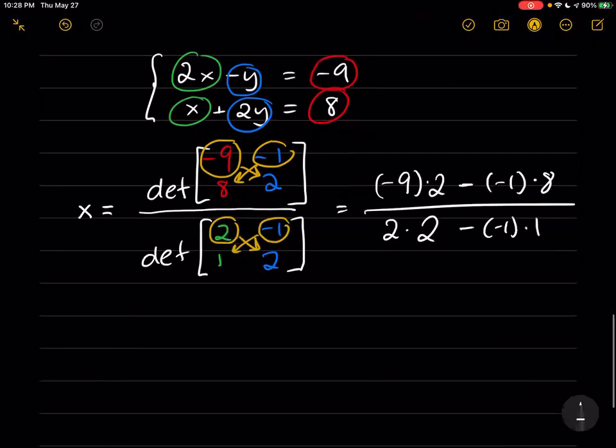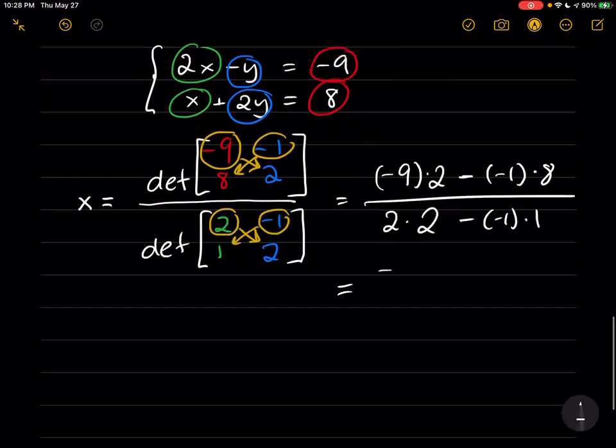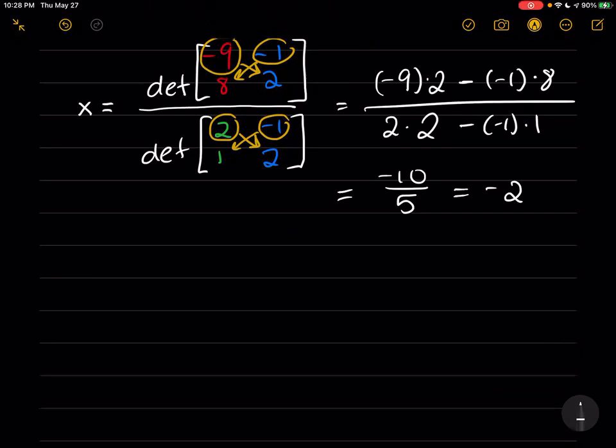And I think we do some simplification. This becomes -10 over 5. And that's going to be equal to -2. Okay. So that's the x coordinate. Now we need to do the y coordinate.